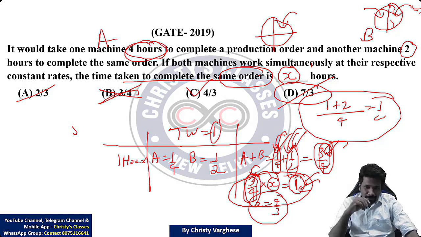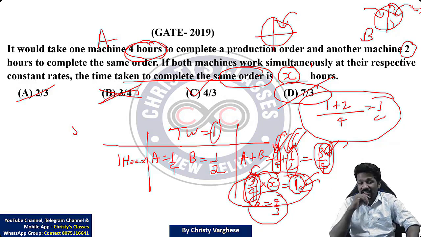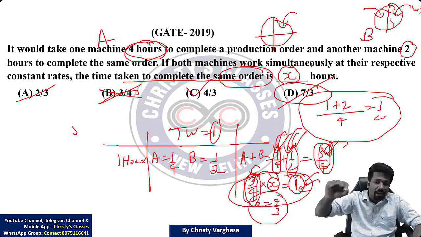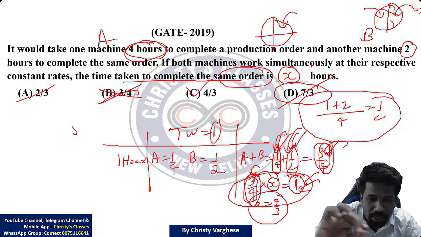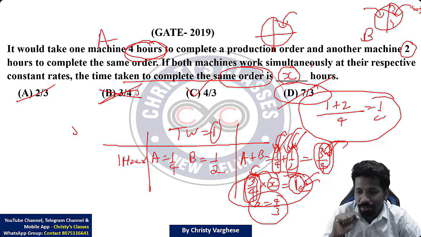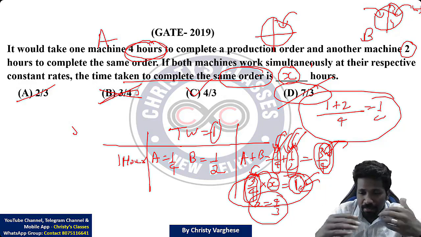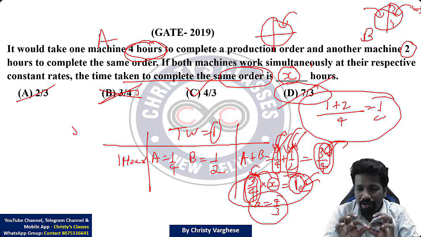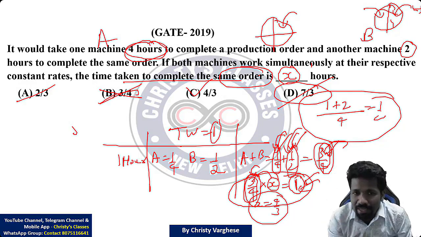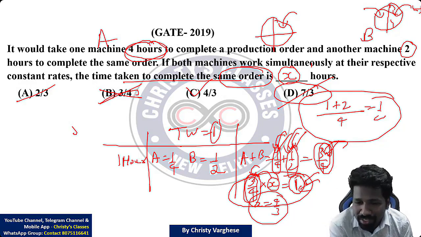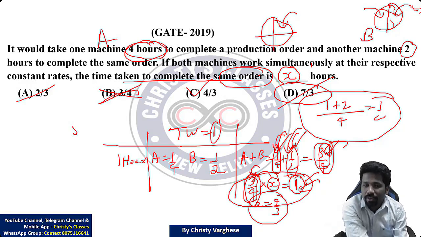3/4 what? Is it 3/4 hour? No. Because 1 hour में 3/4 hour, how does that make sense? 1 hour में कितना काम कर सकता है? How much work can be done in an hour? That is 3/4. That means in our example of pizza, in an hour, 3/4 of the pizza can be eaten by A and B machine or A and B people together.